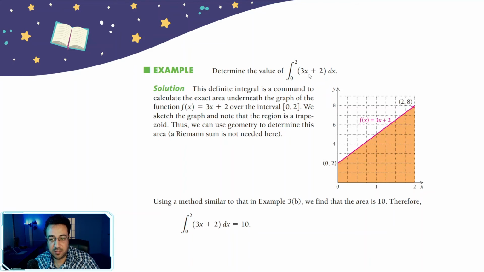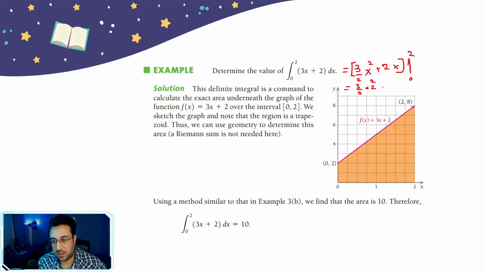So 3x plus 2 would be equal to 3 over 2 x squared plus 2x from 0 to 2. That applies on both terms. When you plug in 2 first, then minus when you plug in the 0 instead of x. So 3 over 2 by 2 squared plus 2 by 2.